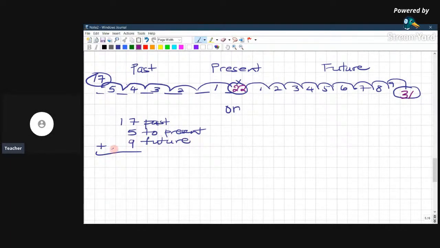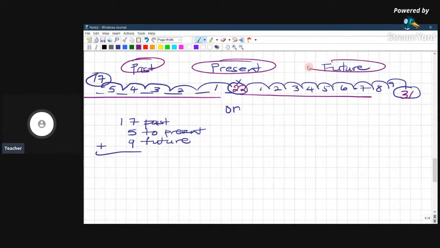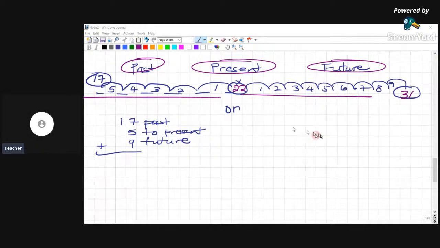So, we could represent it like this, thinking of this as a number line, right? And the different movements going here on our number line. Remembering that the past, the present, and the future are all important, and arrange it so we can see it that way.